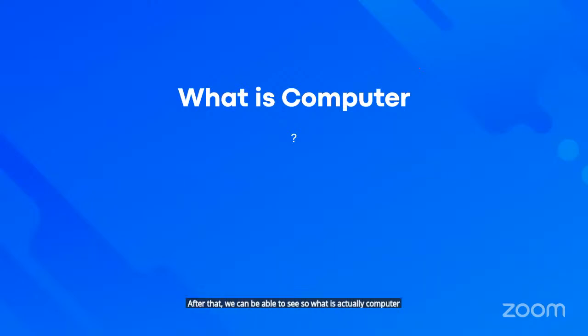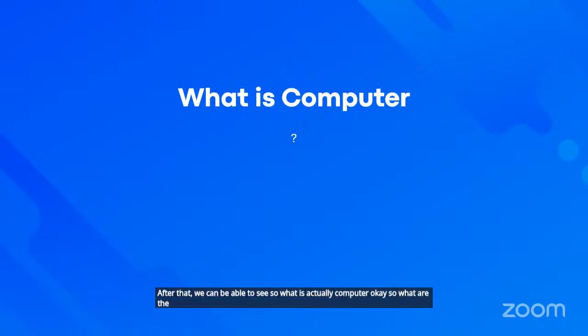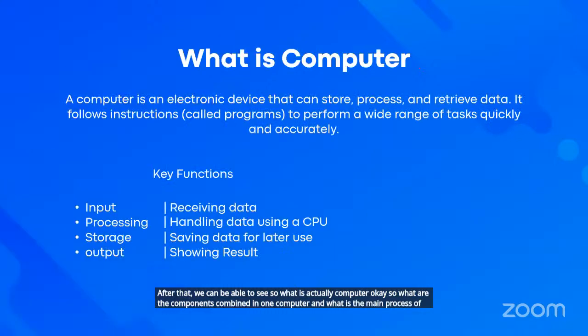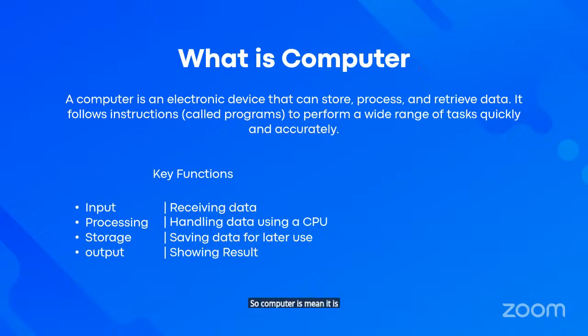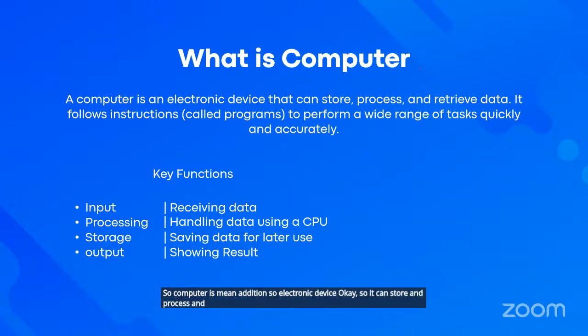What are the components combined in one computer, and what is the main process of this computer? A computer is an electronic device. It can store, process, and retrieve data. It follows instructions to perform a wide range of tasks quickly and accurately.